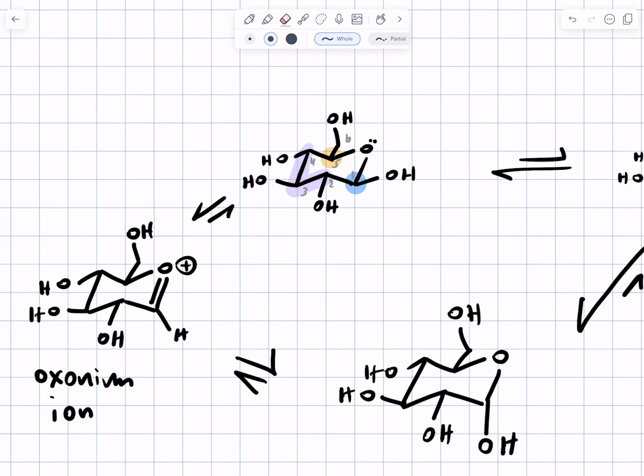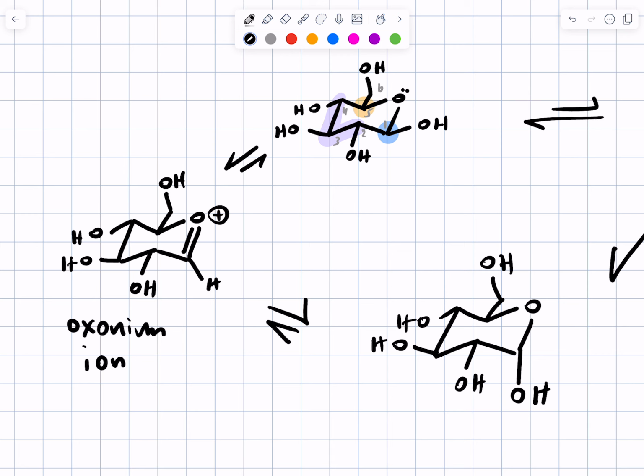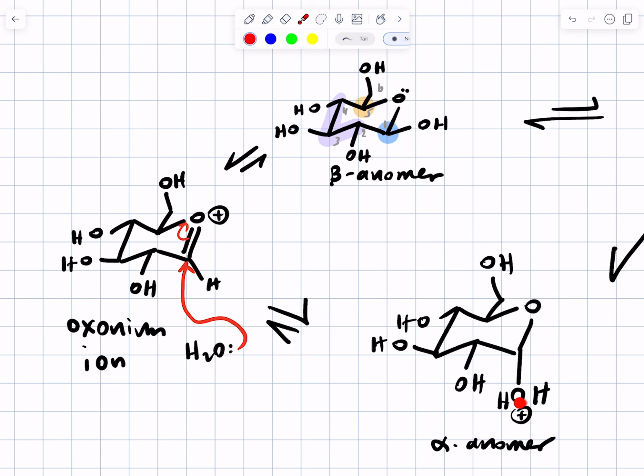I'm going to just keep things drawn like that. How would I get from the oxonium ion to the alpha anomer? Where would OH need to attack? From below, right? If it attacks from above, I get this stereochemistry right back to the beta anomer. If I want to get to the alpha anomer, I would show water attacking from below in the same way that you'd show attacking a carbonyl. That would lead me to this intermediate, and then water would remove the proton from that group to give me the alpha anomer.